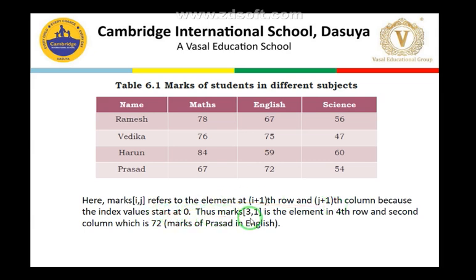Therefore the marks of 3 1, 3 1 is basically my 4th row. This is the 4th row and first column. So this is the 0th column and this is the first column. Now 3 1 is represented by the value 73. This is the 0th row inside the system, then the first row, second row, third row. This is the 0th column and this is the first column. So this value is the marks of Prasad in English, represented by 3 comma 1. So we can work on this example in Python also.